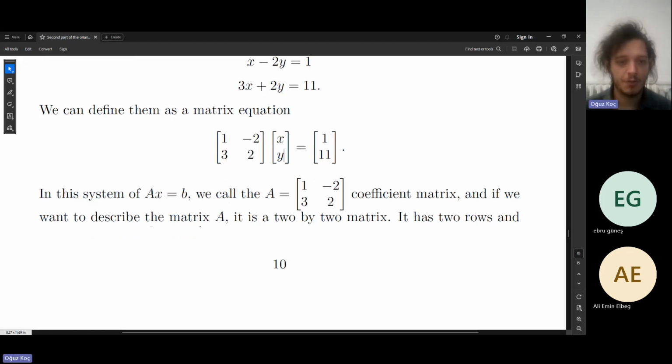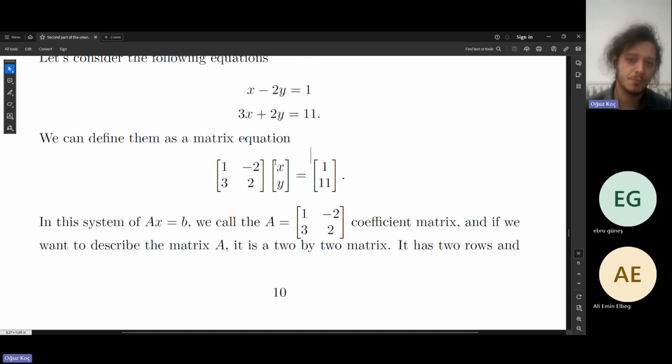In here, in the system of A times x equals b, we call the A part, which is the first part of the system, the coefficient matrix. It corresponds to the coefficients of the variables in the equation system or matrix equation system.